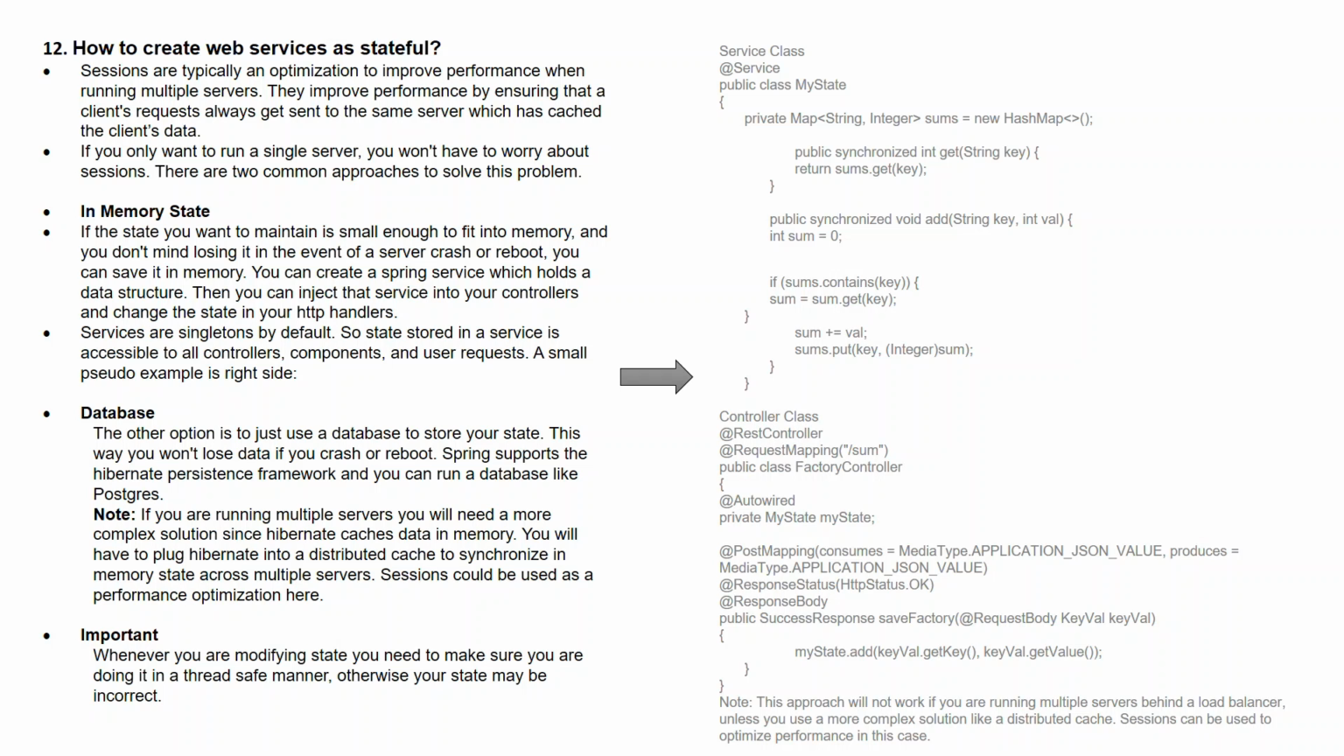You can create a Spring service which holds a data structure. Then you can inject that service into your controllers and change the state in your HTTP handlers. Services are singletons by default. So state stored in a service is accessible to all controllers, components, and user requests. A small pseudo example is on the right side. See an example.